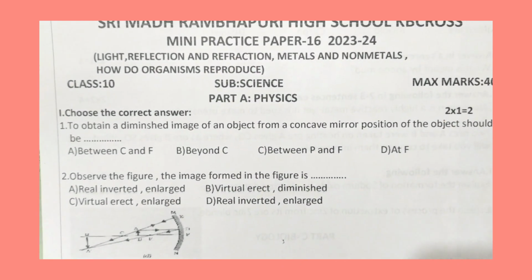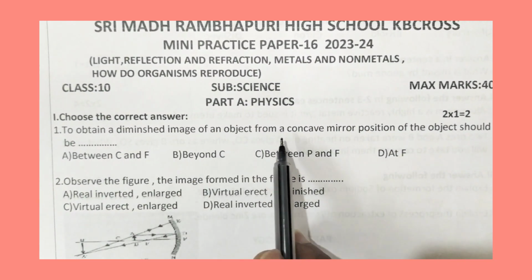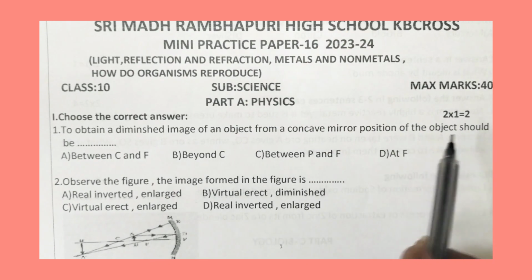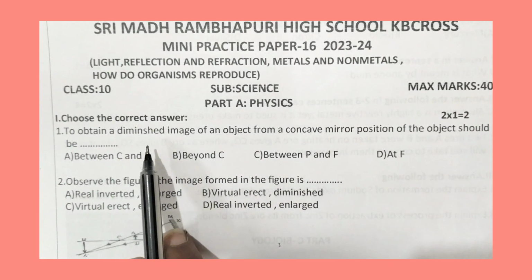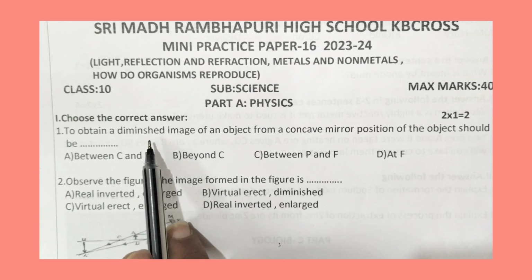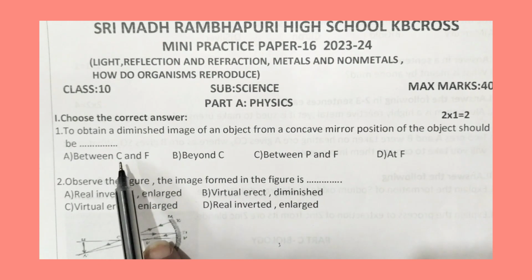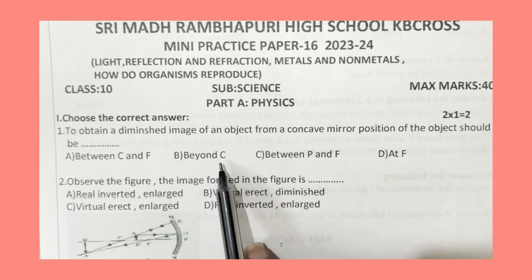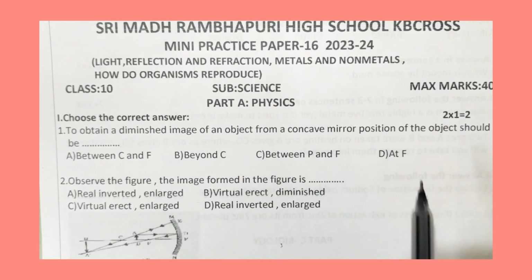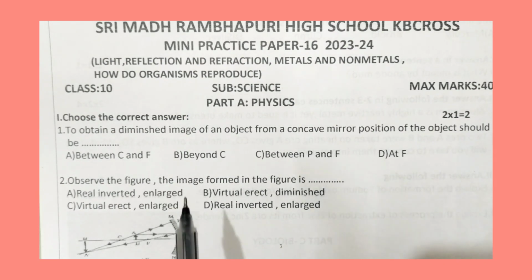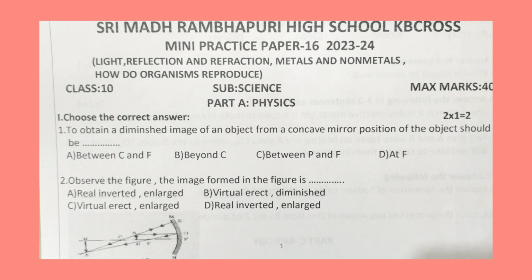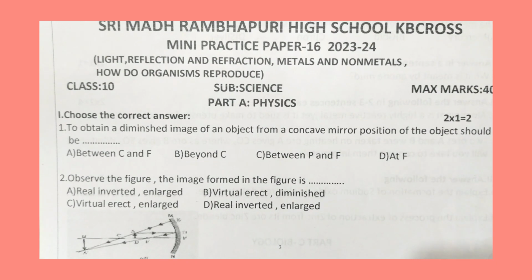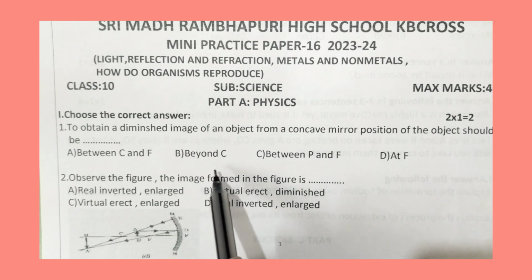The first question is: to obtain a diminished image of an object from a concave mirror, the position of the object should be. So to get the diminished image, the size of the image should be diminished. The options are between C and F, behind C, between P and F, and at F. So if we keep the object behind C, then definitely we will get a diminished image. Among these four options, the right option is behind C.